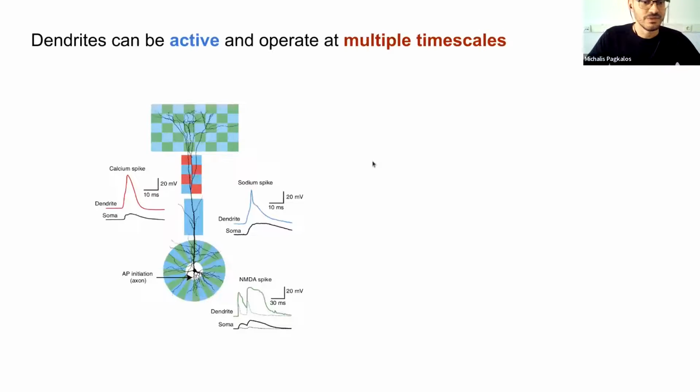So to understand why we believe that, first of all, I would like to note that dendrites, like the soma, are able to produce action potentials, but unlike the soma, these action potentials come in many different flavors and they operate in multiple time scales. First of all, they can be sodium spikes that last for a couple of milliseconds. They can be calcium spikes that last for tens of milliseconds. And they can even be NMDA spikes that can last for up to a second, let's say.